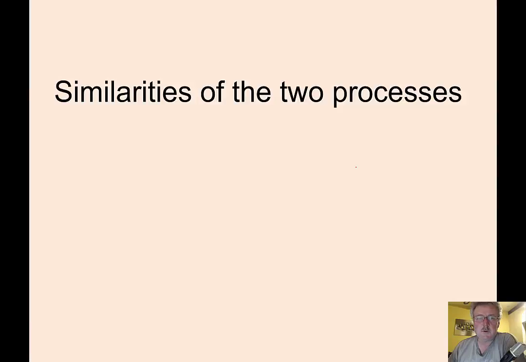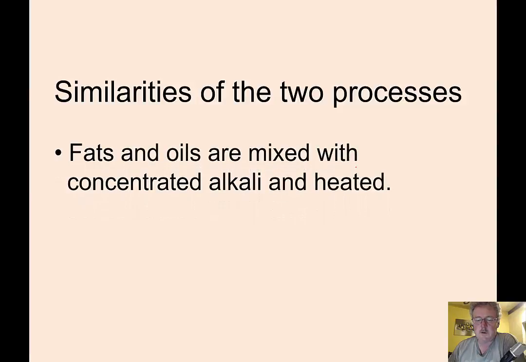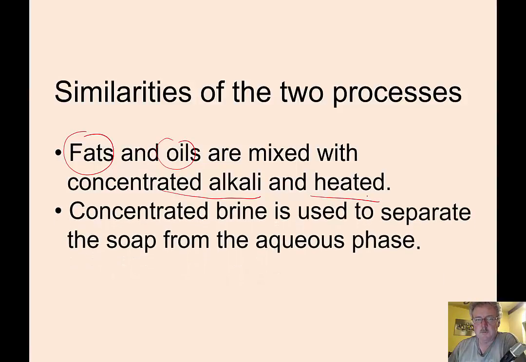So there's two processes, the one in the school laboratory and one in the industrial process. And you can see the similarities of those two are both have fats and oils. It's our triglycerides. They're both mixed with concentrated alkali and they're both heated, one with steam, one with a laboratory heating pad. Concentrated brine is used to separate the soap from the aqueous phase, so to get the soap out of the water.